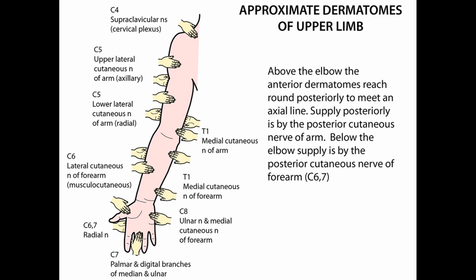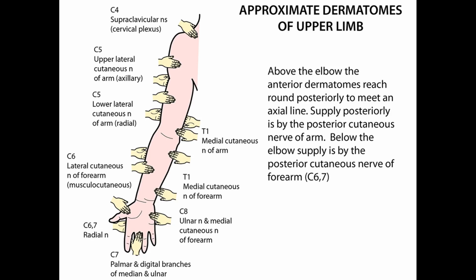Over the thumb itself, on the anterior surface, is still C6, but it is now from the median nerve and posteriorly from the radial nerve. A rather indefinite area over the middle finger and to both sides of it is C7, represented by the palmar and digital branches of the median and ulnar nerve. Posteriorly, on the dorsum of the hand, we've already said that there's some C7 from the radial nerve.